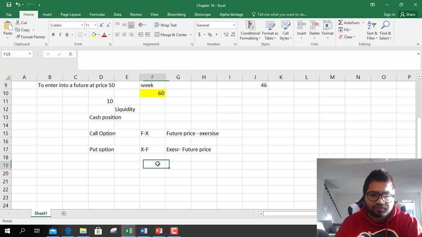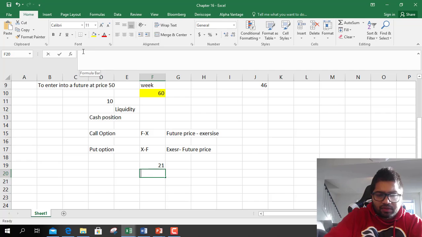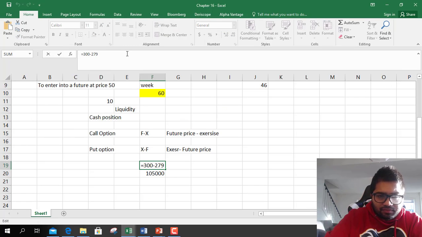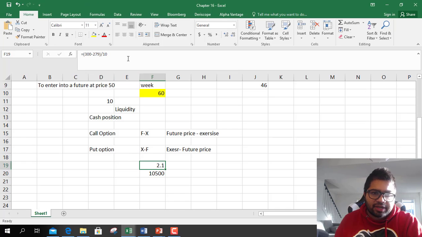So it will be strike price 300 minus 279, this into the contract size, 5,000. And it's in cents, so you have to divide this by 100, sorry, not 10, 100, to get it in dollars.